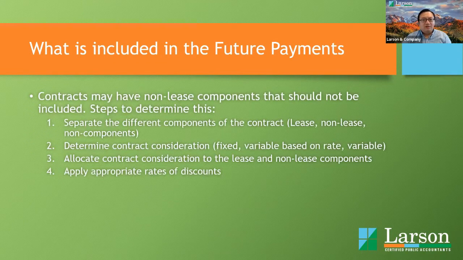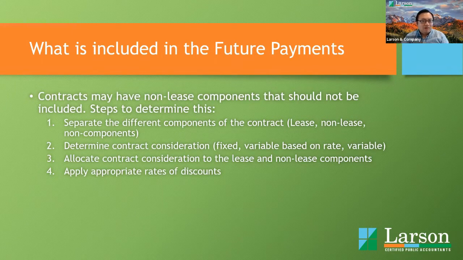So what is included then to determine the present value of future lease payments? One thing you need to do is read through the contract to make sure that you're identifying the components of the lease. Contracts may have non-lease components, and also lease components. And then there's a third section that we'll talk about, which is a non-component. So there are three things: a lease component, a non-lease component, and then a non-component, and we'll talk about that.